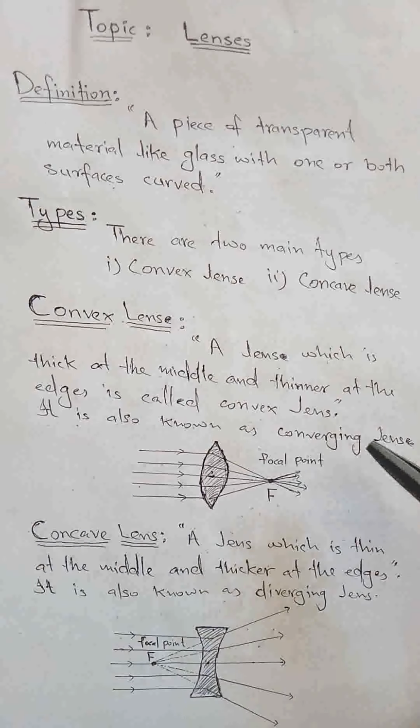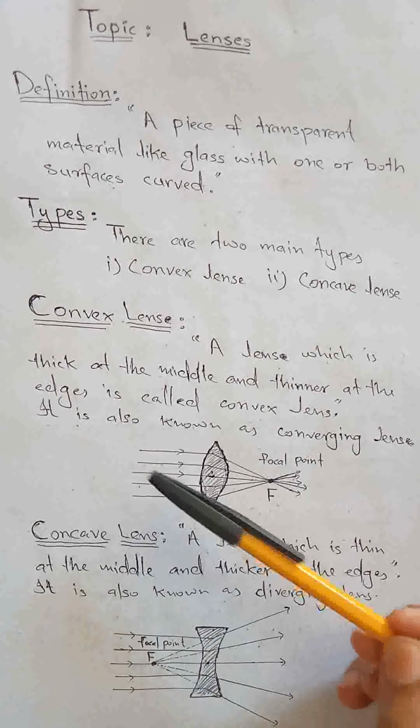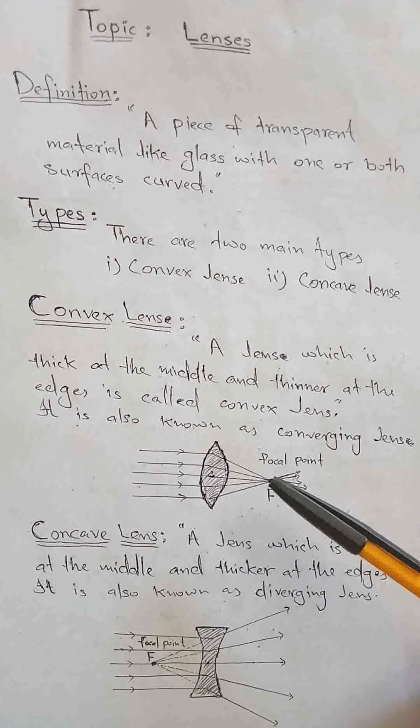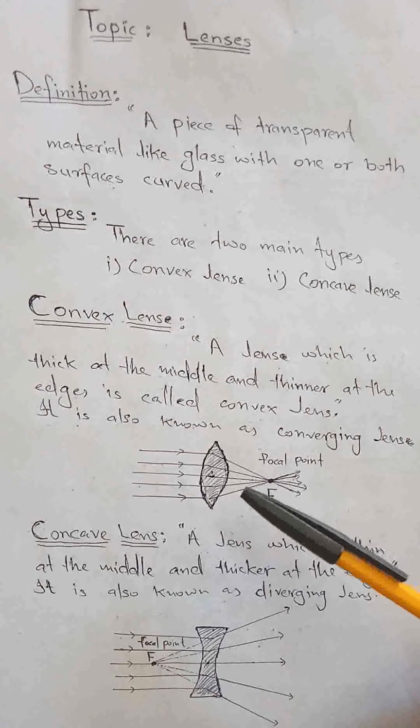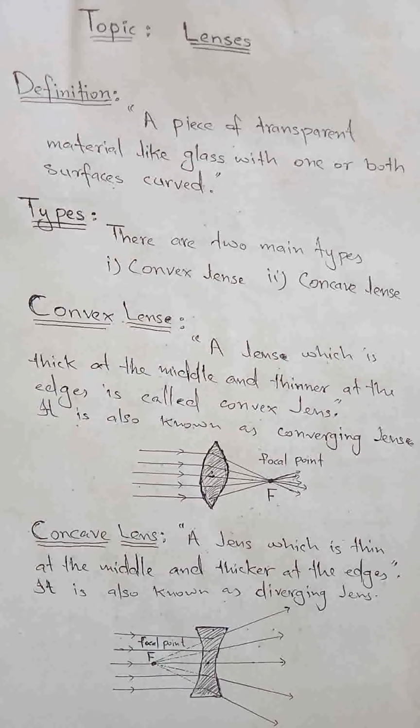And why is it called converging? Because after refraction, these parallel light rays meet at this single point, they converge at this single point. That's why this lens is called converging lens.